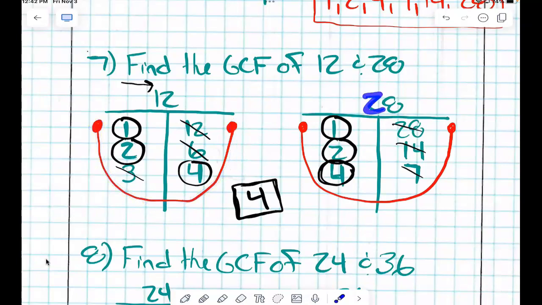We find all the factors of our second number, 28, because we're finding the greatest common factor of 2 different numbers, so we need 2 T-charts, yes? And then we started circling and crossing off. Why did I circle 1?